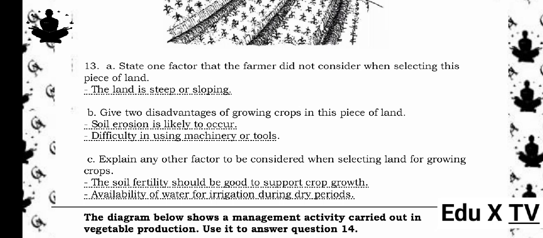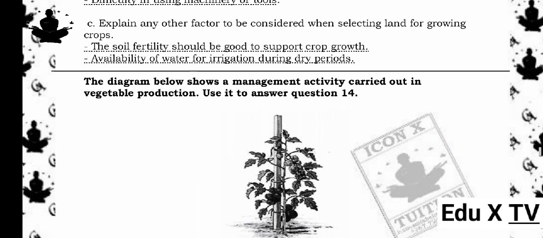C. Explain any other factor to be considered when selecting land for growing crops. The soil fertility should be good to support crop growth. Availability of water for irrigation during dry periods. The diagram below shows a management activity carried out in vegetable production. Use it to answer question 14.